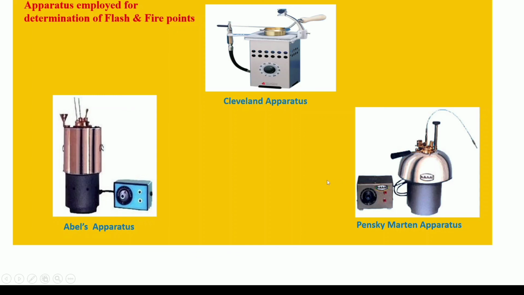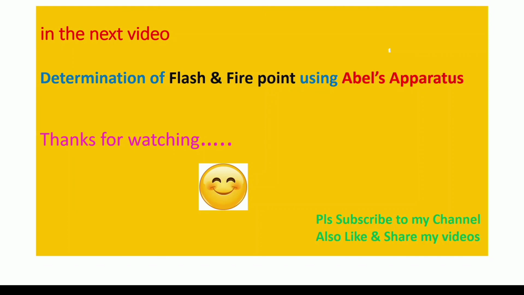So these are the various types of apparatus that are employed for determination of flash and fire point of any given lubricating oil before applying it to the machines. In my next video, I will explain the determination of flash and fire point using Abel's closed cup apparatus.